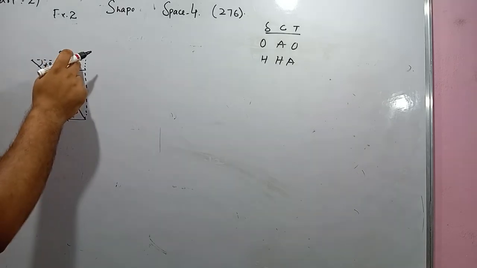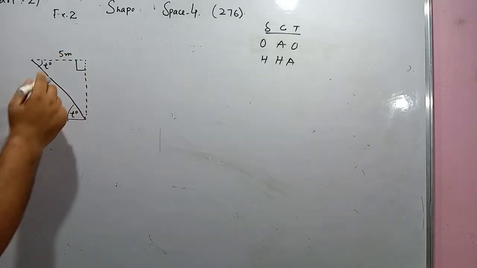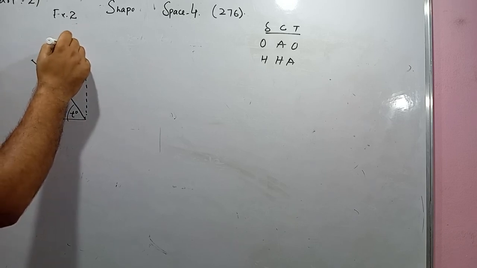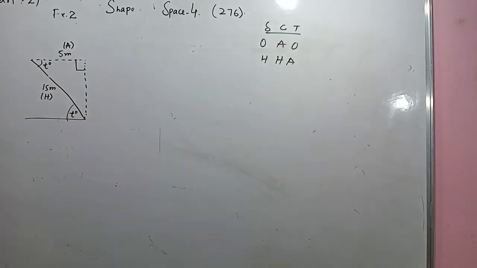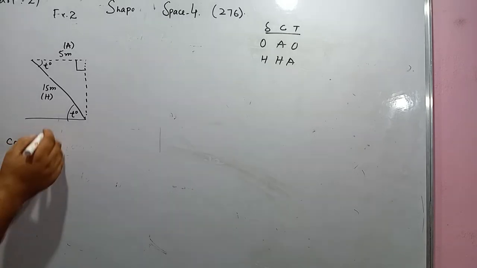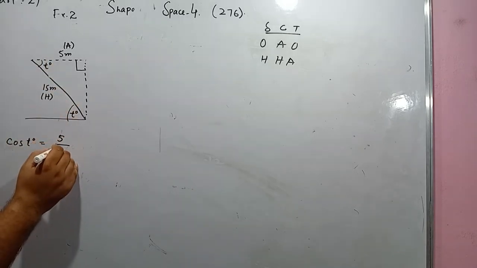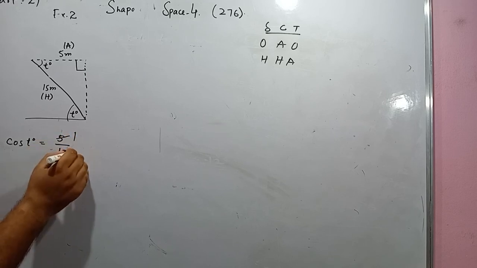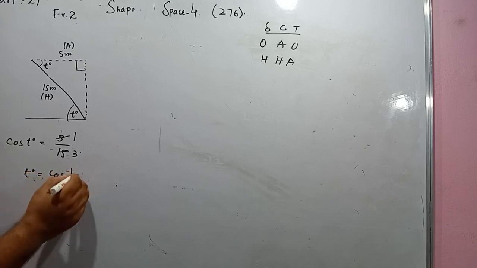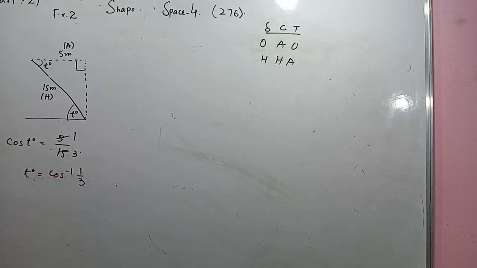Now you can see this is the right angle. This is the hypotenuse, and this side is adjacent. So adjacent by hypotenuse, that's cos. So I can write cos t degree is equal to adjacent by hypotenuse, that's 5 by 15. That's 5 ones are 5, 5 threes are 15. So I can write t degree is equal to cos inverse 1 by 3. Now calculate cos inverse 1 by 3 on the calculator. You will get the answer, which is 70.5 degrees.